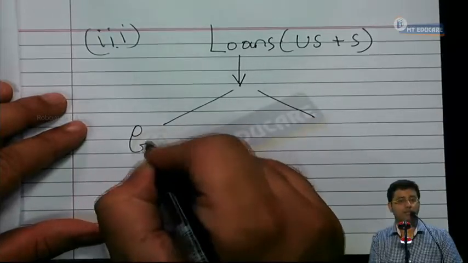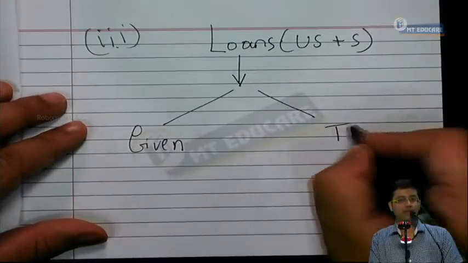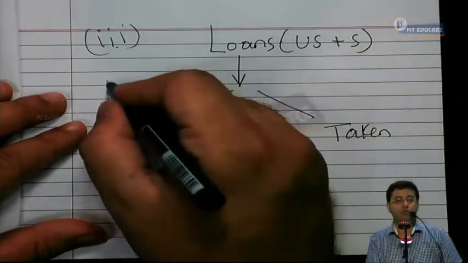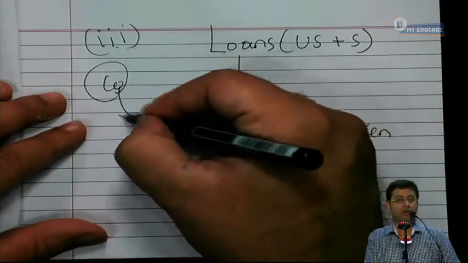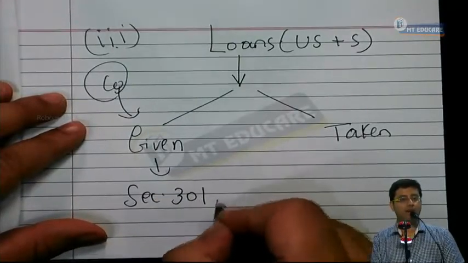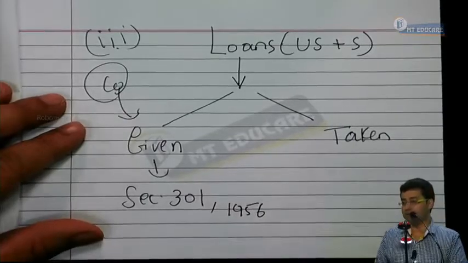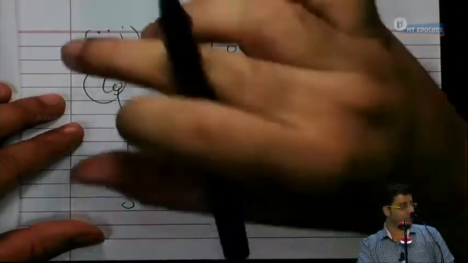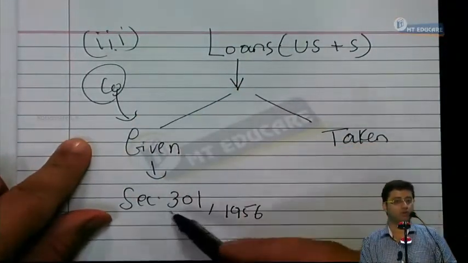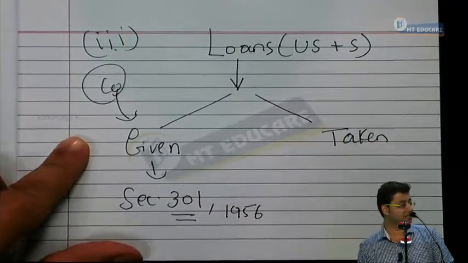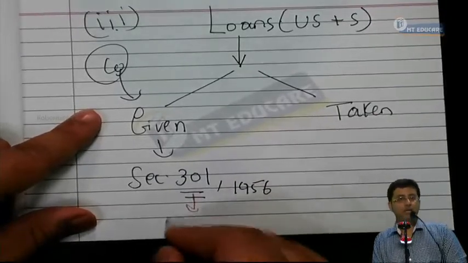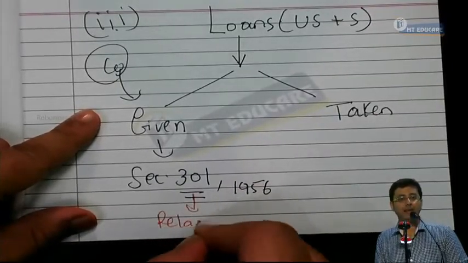There are two concepts here. One is loans given and another one is loans taken. The company for whom you are the CARO auditor has given a loan to a party who is covered under section 301 of the 1956 Act. The company for which you are doing the audit, that means CARO is applicable to that company, has given loans to these people who are covered under section 301. Sir, who are these people? These people are called related parties.